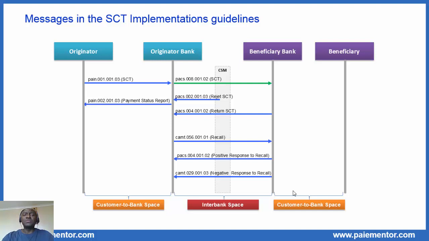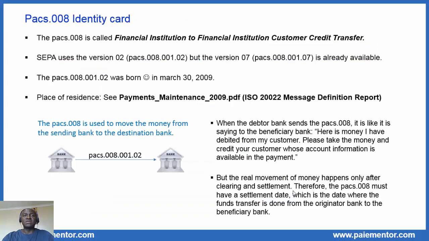And we can also see that there are many other messages exchanged in the interbank space, like the PACS.002, the PACS.004, the CAMT.056, and so on. But as I said at the beginning, the focus today is the PACS.008. We'll get back to the other messages in detail in future videos. Let's consider the PACS.008 identity card now.